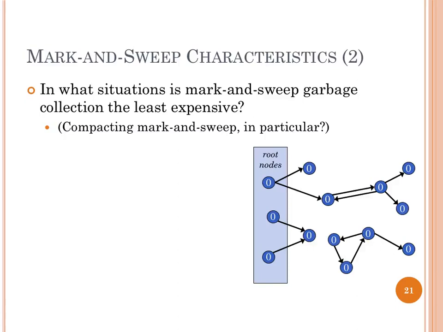So here's another question to think about. We have this mark and sweep garbage collection algorithm. And the question is, when is it going to be the least expensive? And what I mean by that specifically is, is it going to be the least expensive when it identifies a lot of objects that need to be reclaimed or a few objects that need to be reclaimed? That's the question to consider.